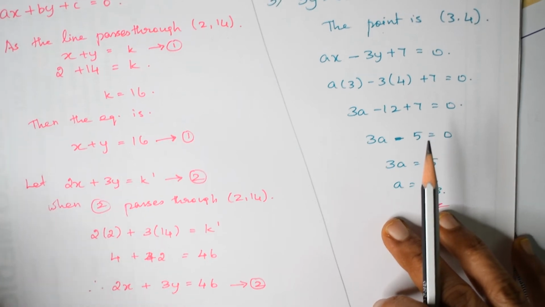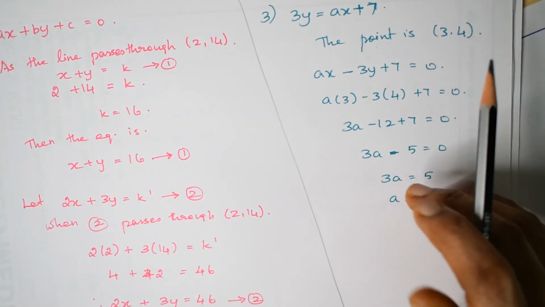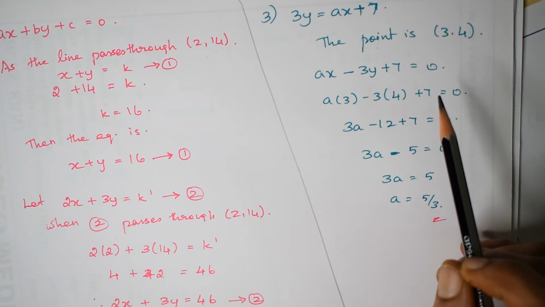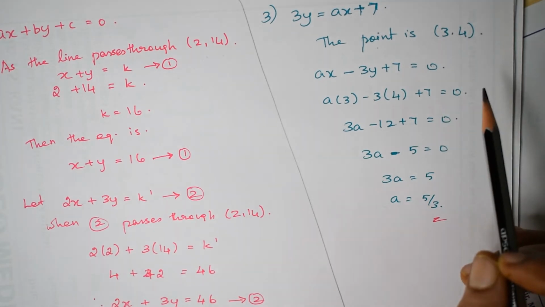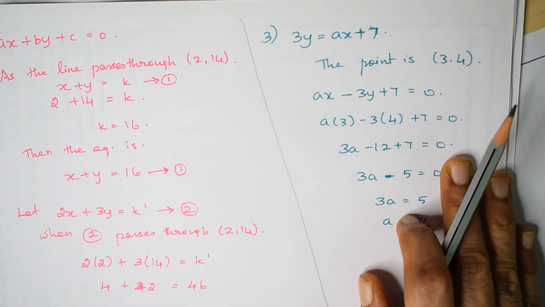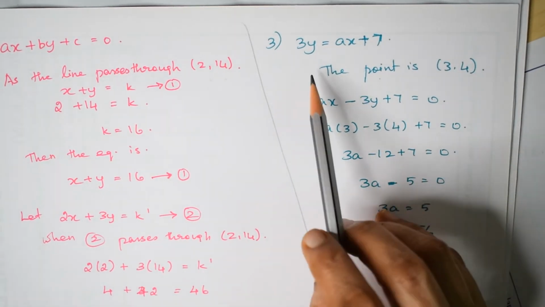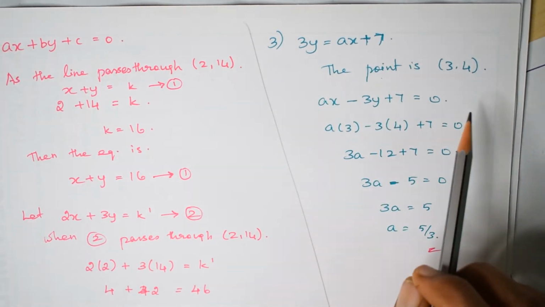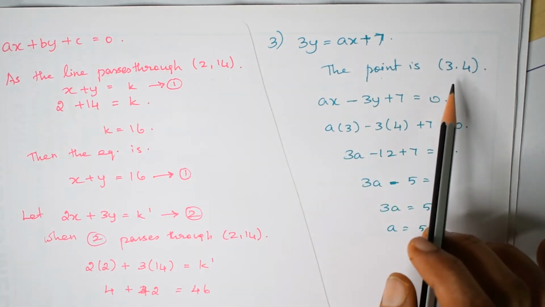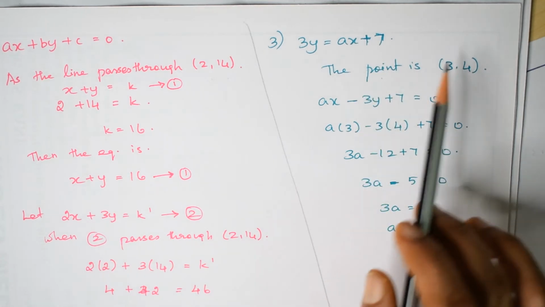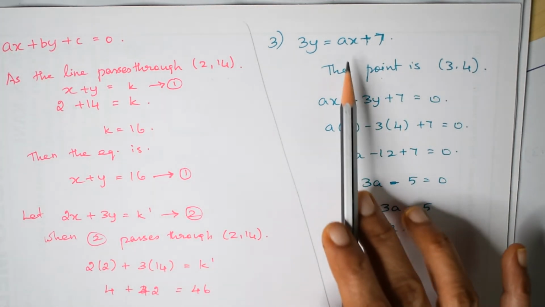Then the third question: if a point (3, 4) lies on the graph of the equation 3y is equal to ax plus 7, find the value of a. This is one of the questions which you can expect in your exam paper. They have given an equation 3y is equal to ax plus 7, and they are saying that the point (3, 4) is lying on the line. We are going to find the value of a.